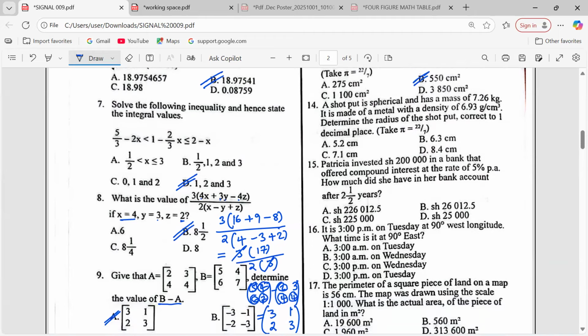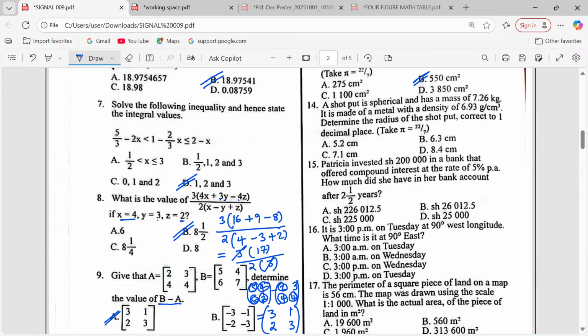Now, when we get to number 14, look at this. A shot put is spherical. You see now they are focusing on measurement consecutively. A shot put is spherical and has a mass of 7.26 kilograms. It is made of a material with a density of 6.93 grams per cubic centimeters. Determine the radius of the shot put, correct to 1 decimal place.